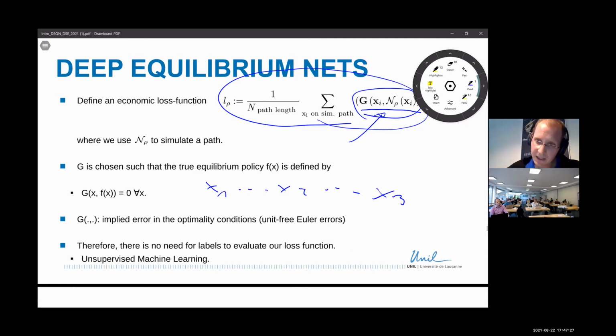You simulate again. This will improve the policies, but the error will still be huge. And you continue until this thing is approximately 0. So this is the basic idea.